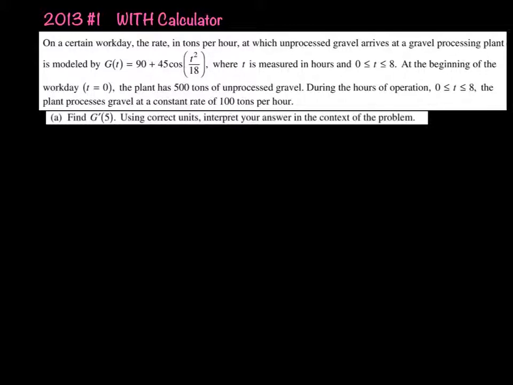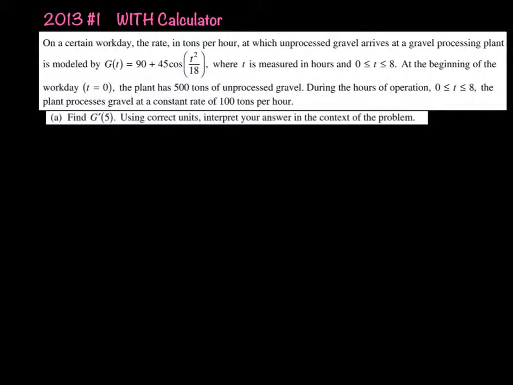At the beginning of the workday, t equals 0, the plant has 500 tons of unprocessed gravel. During the hours of operation, from 0 to 8, the plant processes gravel at a constant rate of 100 tons per hour. Okay, so I want you to understand what's happening here. This is the rate that it's arriving. So g of t is the rate at which the gravel is arriving.